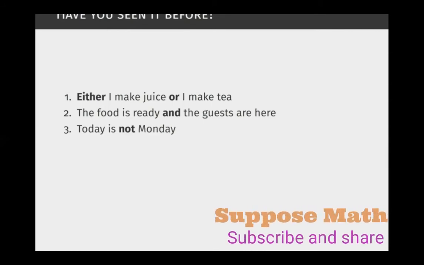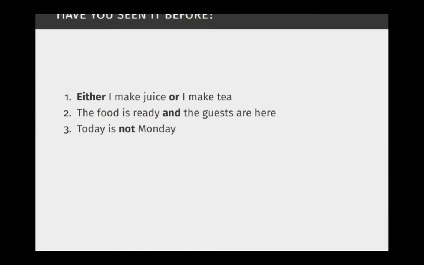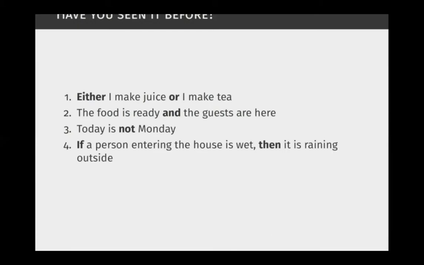The third example is that today is not Monday. Can you guess when this statement is going to be true? Well, this is true on all days except Monday. You have also heard examples of the form "if, then." So, if you are sitting in your room and you observe a person that enters the house and he is wet, then you conclude that it might be raining outside.